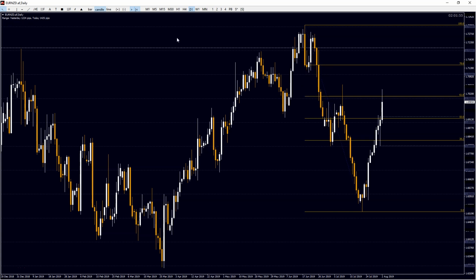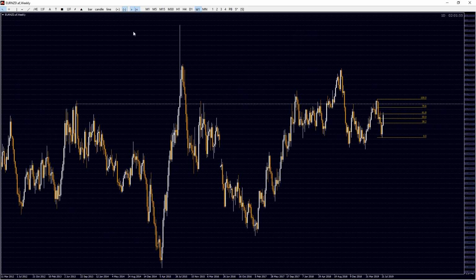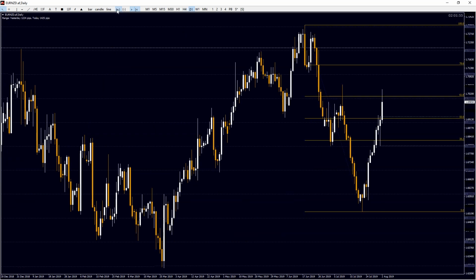This handle, if we just quickly jump to the weekly chart and zoom out, we can see that this level has actually acted as important resistance on multiple occasions on the weekly chart. So that is a very important level for us just to keep in mind.